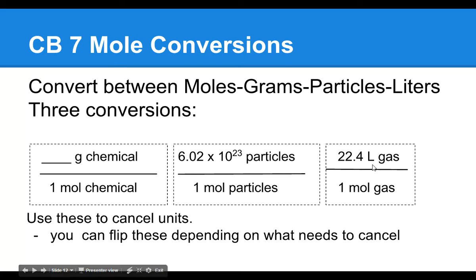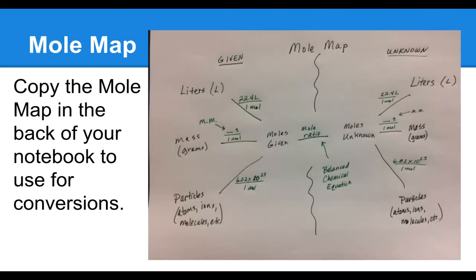If you're dealing with gases, assuming standard temperature and pressure, that's 0 degrees Celsius and 1 atmosphere, then the volume of 1 mole of any gas, it doesn't matter what the gas is, is always 22.4 liters per every 1 mole. When we do these calculations, we can use these conversion factors and flip them depending upon what needs to be canceled, using what's called dimensional analysis or the factor label method, or I like to call it the T-chart.